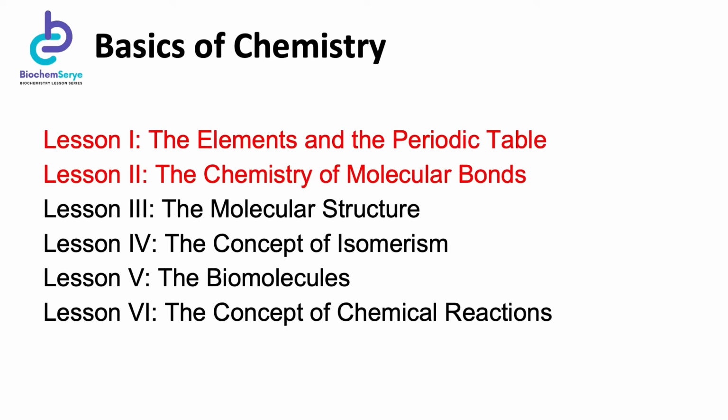The different lessons for this series are enumerated as follows. The first lesson involves the basis of chemistry. That is, the different elements or atoms which can be found in the periodic table. This is followed by Lesson 2, which will discuss the chemistry of molecular bonds or how atoms are held together.